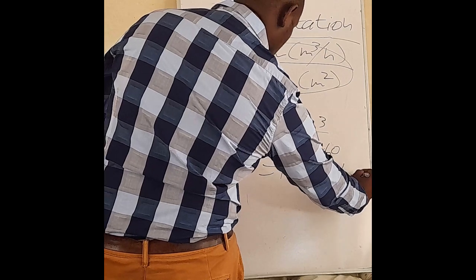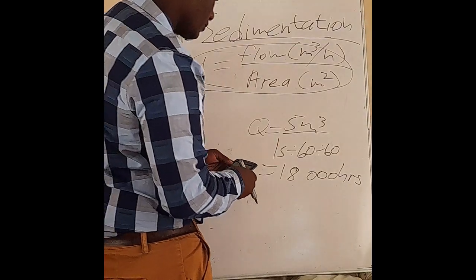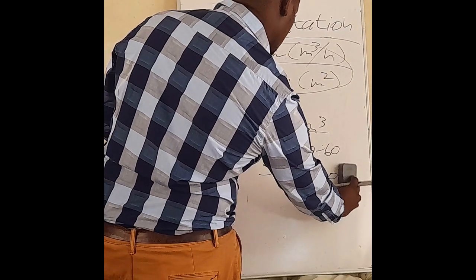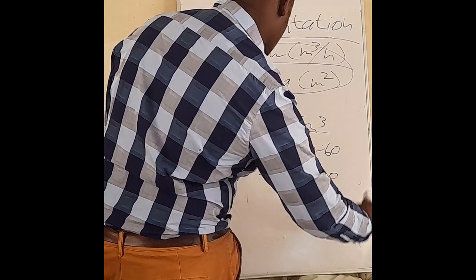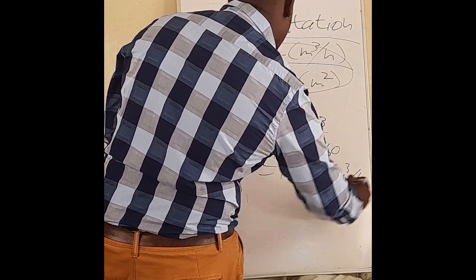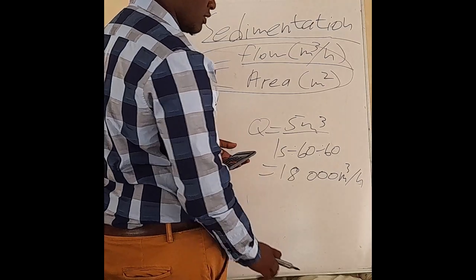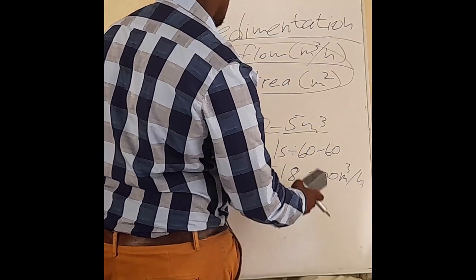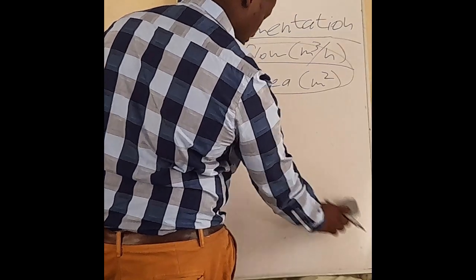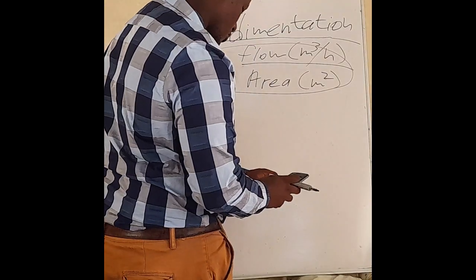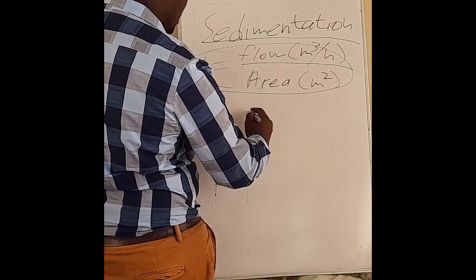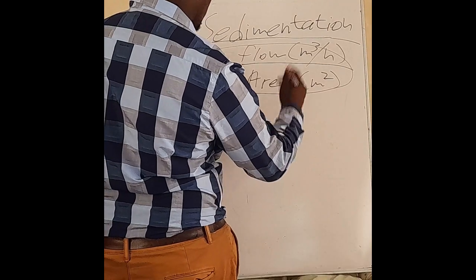18,000 meter cubed per hour, sorry. That comes out to 18,000 meter cubed per hour. So that's our flow rate. And then we'll just take that flow rate. So we said it's 18,000. We'll just quickly store it. And we also have our area, which we had calculated earlier on, just that we rubbed it off.